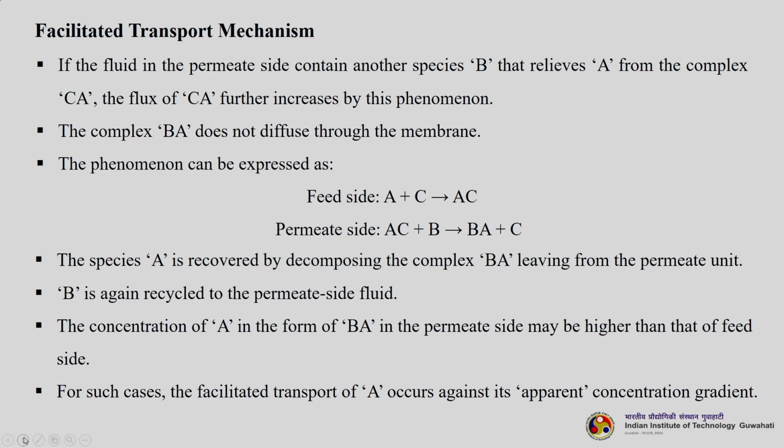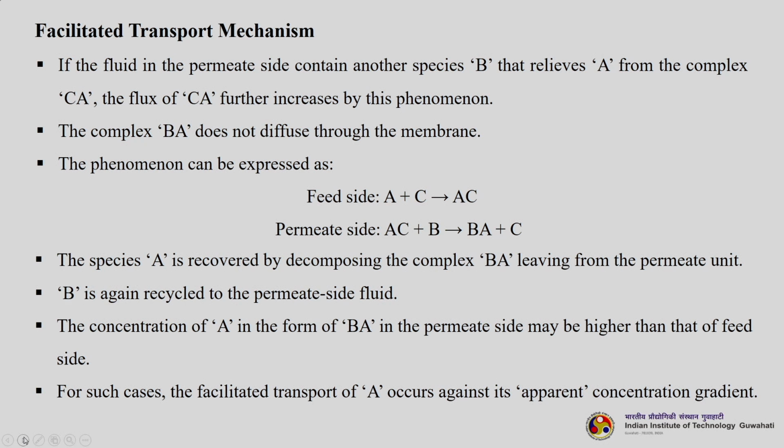Let us now understand that if there is a component B, another solute, present in the permeate side, then what will happen? That relieves A from the complex CA, and the flux of CA further increases by this phenomenon. That means, what is happening? The complex BA does not diffuse through the membrane. Though B and A form a complex, it is not diffusing back through the membrane.